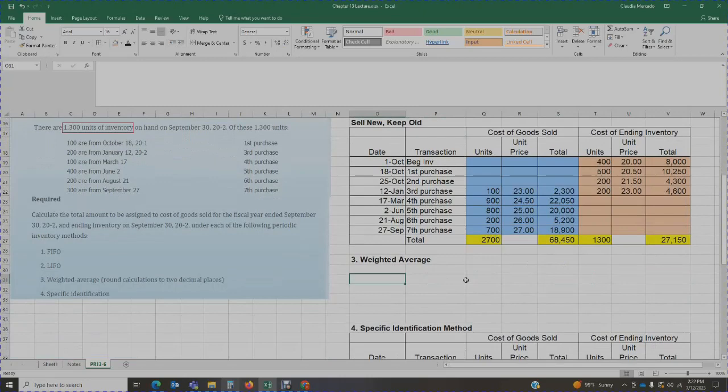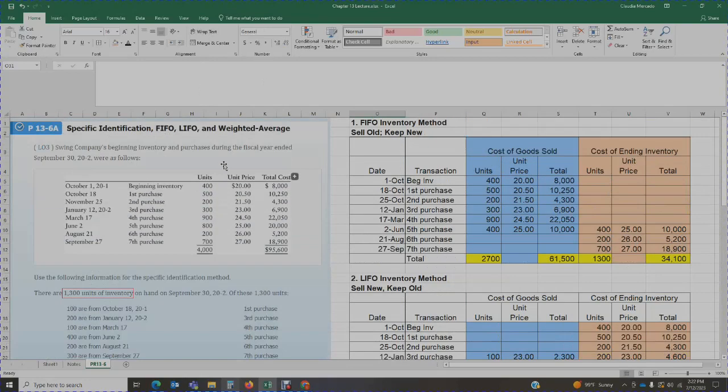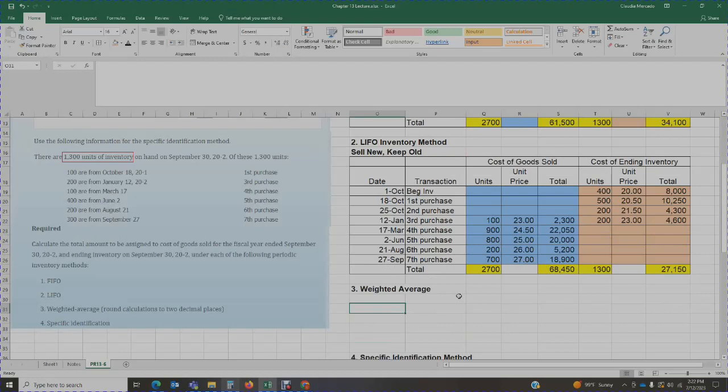Now we're going to proceed to the weighted average. The weighted average is a calculation, and we're going to be using the data provided. According to the problem, we purchased 4,000 units and it cost us $95,600. So the first thing that we have to do is calculate the average cost per unit. We know that we paid $95,600, and we're going to divide it by the number of units, which was 4,000 units.